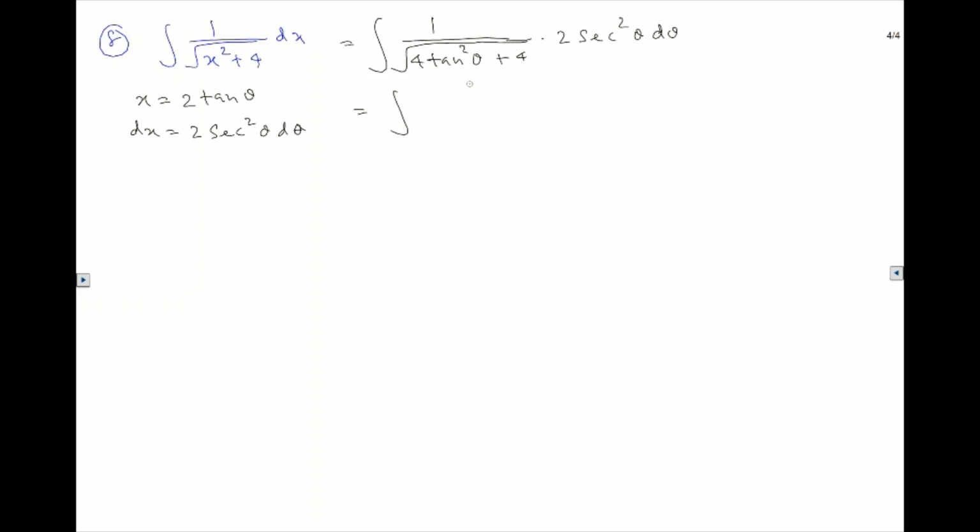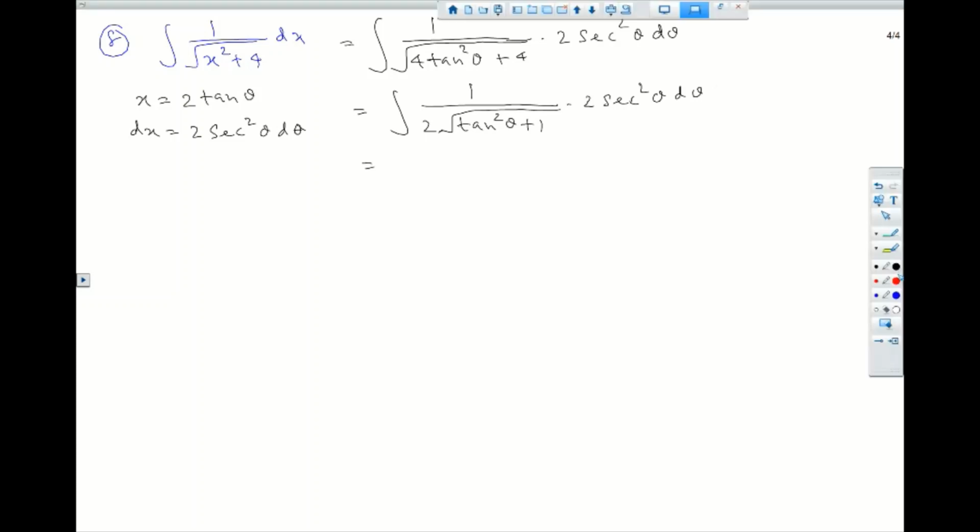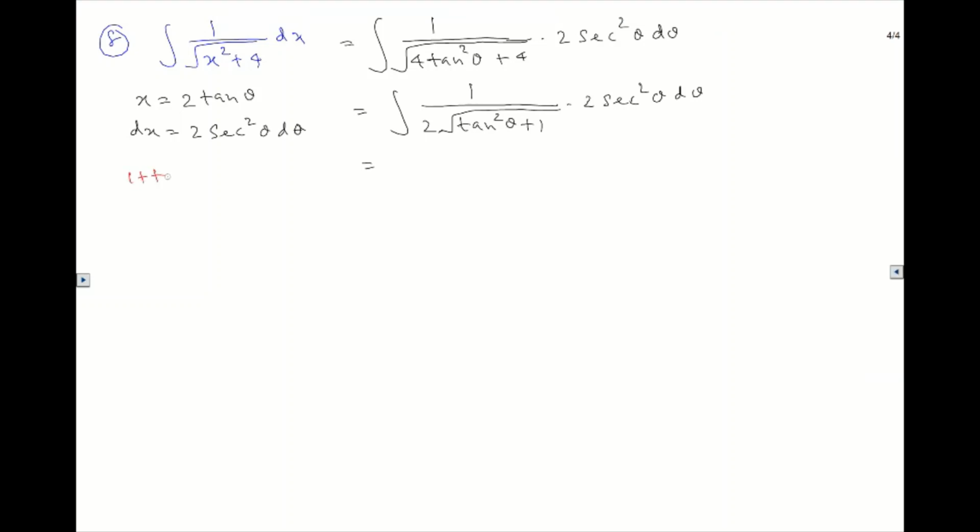So what's going to happen? You can pull 4 out. Under the square root it's going to be 2. So you're going to get the square root of tan squared theta plus 1, and then 2 secant squared theta d theta. Now we know that tan squared plus 1 means secant squared, so we know that identity. So we know that 1 plus tan squared theta is secant squared theta.